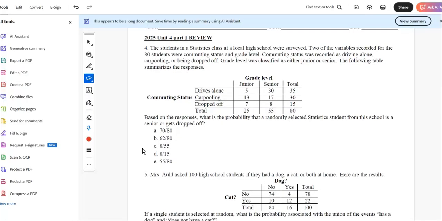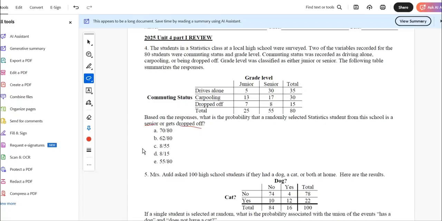Okay. So 80 students in the stat class are surveyed. 2 of the variables recorded for the 80 students were commuting status and grade level. Commuting status recorded as driving alone, carpooling, or being dropped off. Grade level was classified as either junior or senior. The following table summarizes the results. What is the probability a randomly selected student from the school is a senior or gets dropped off?